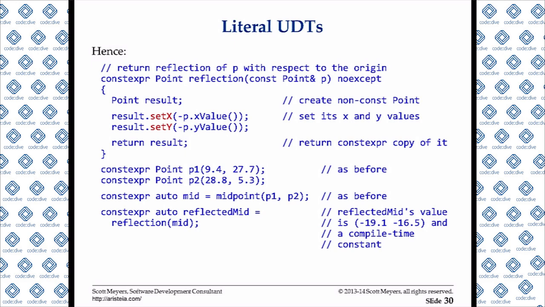So here's my constexpr function. This is C++14 now. I declare a local point object. Notice that it's not constexpr. It's a modifiable point. I then set its x value to the negation of the point's x value, set its y value to the negation of the point's y value, and I return the result. That's all computed during compilation.